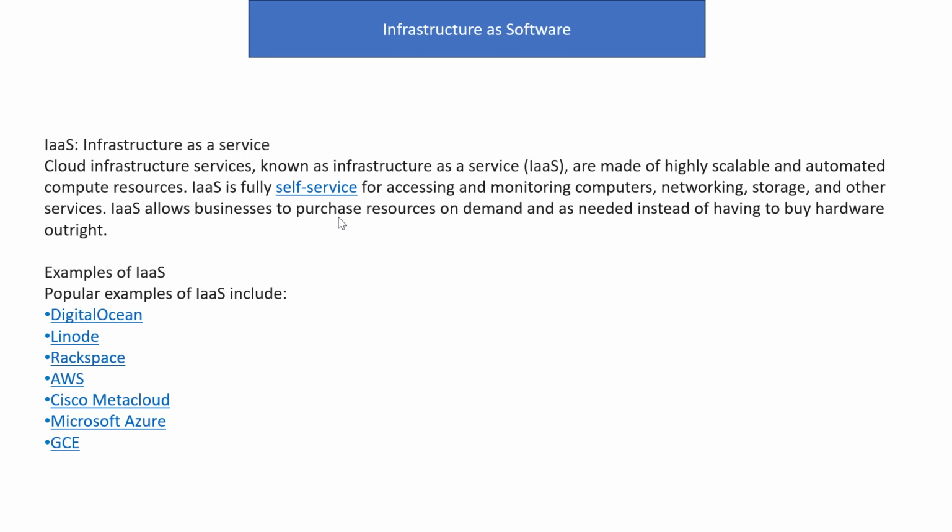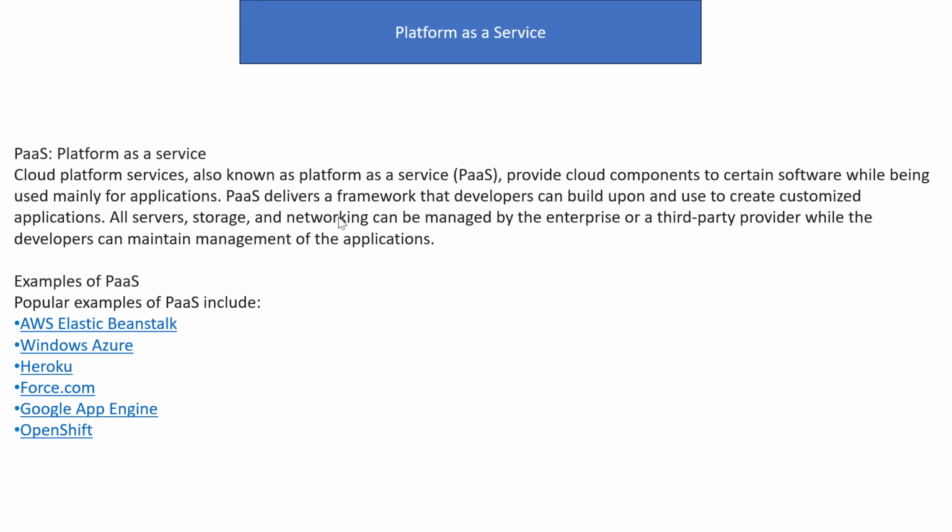Then we have platform as a service. What is this platform as a service? Along with the infrastructure, they will also provide you the platform. So when you are opting for PaaS, it means you are also opting for IaaS. Directly you are going for PaaS, so the infrastructure is provided to you, and along with the infrastructure, they will also provide you the platform.